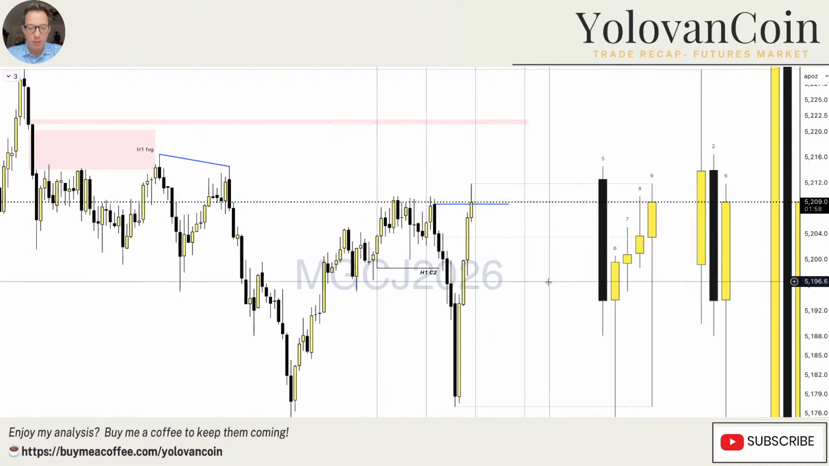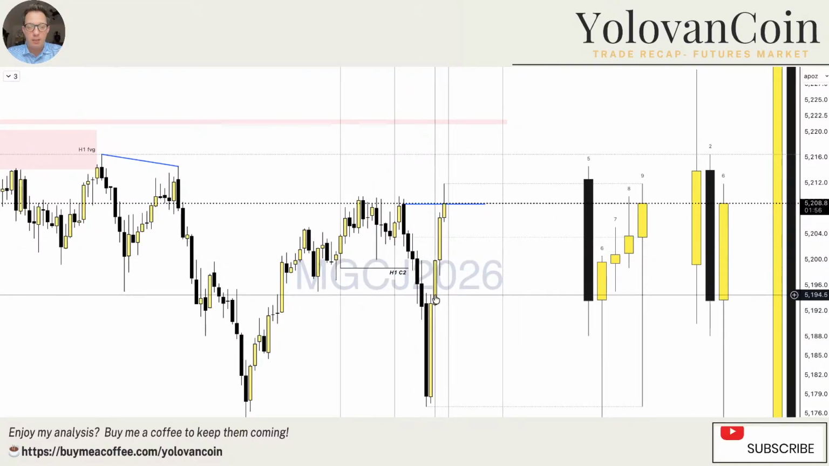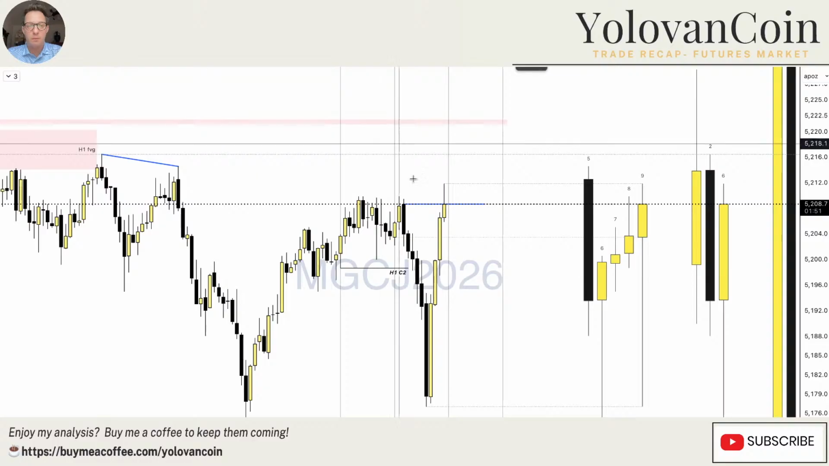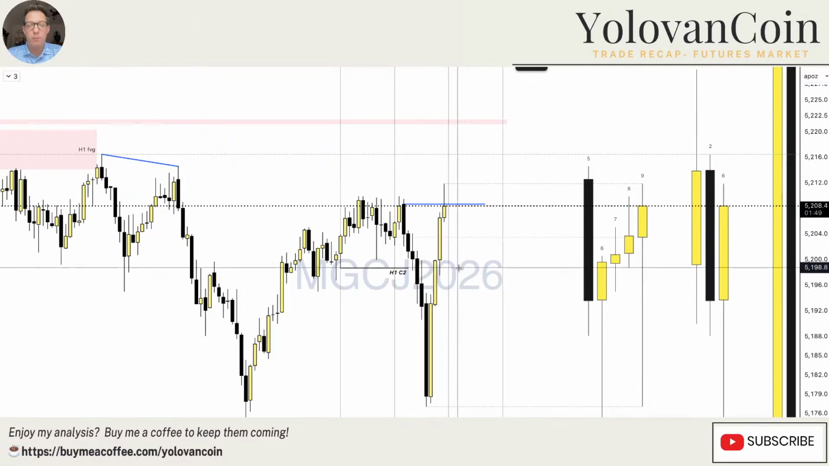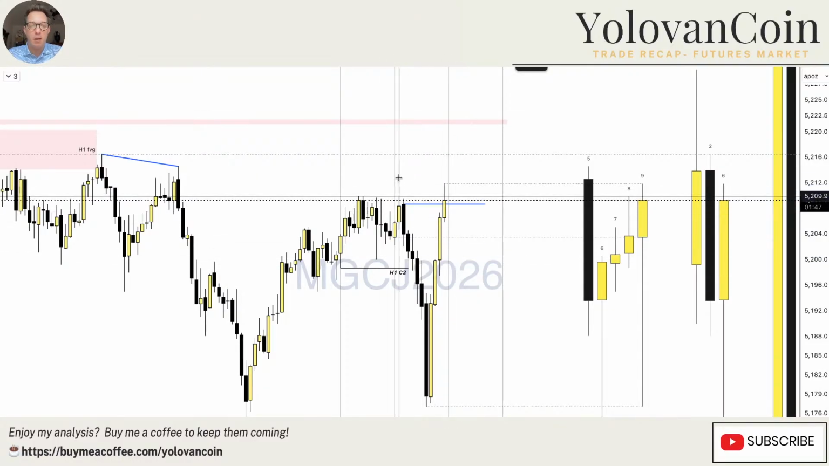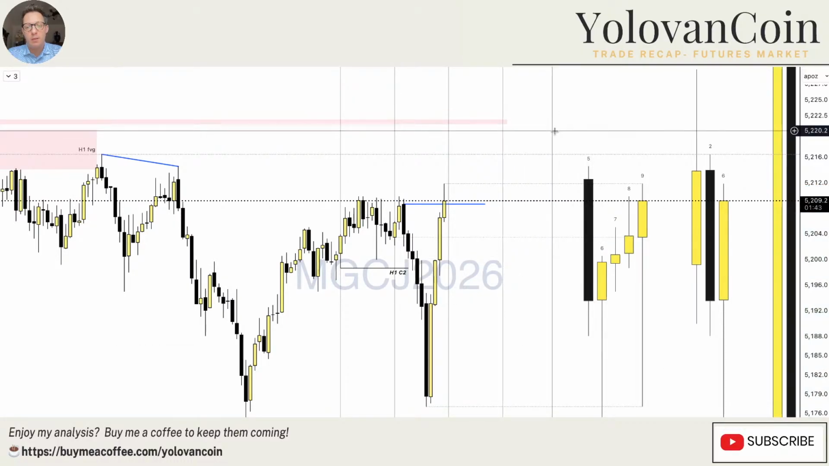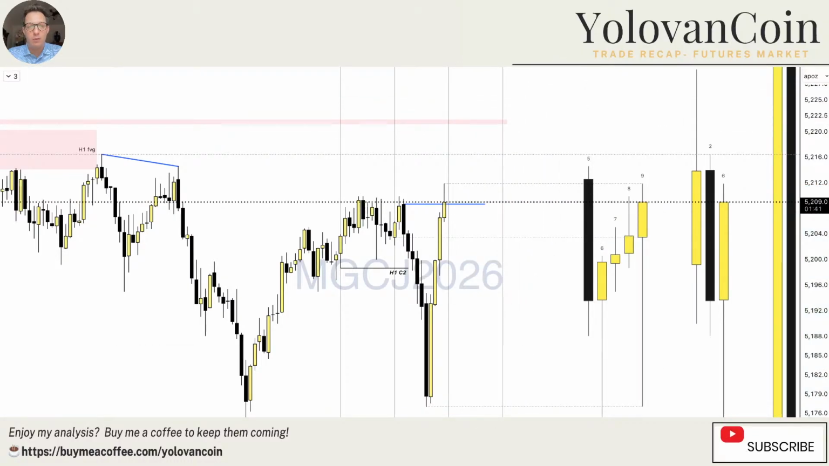Are you here, guys? C1, C2, and I was looking for C3 continuation. Okay? Alright, but this is a B setup, okay? Risk management is important, one of the most important things.